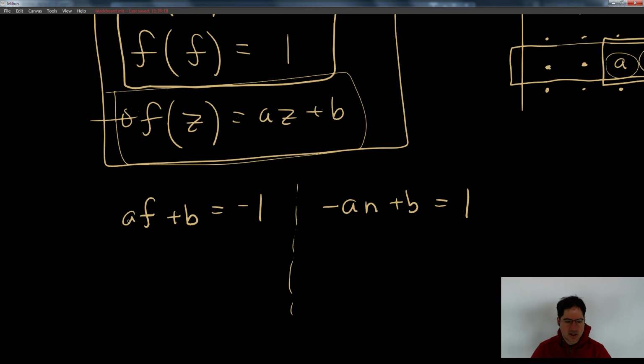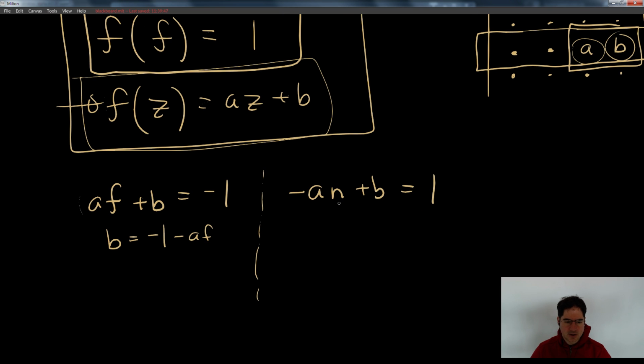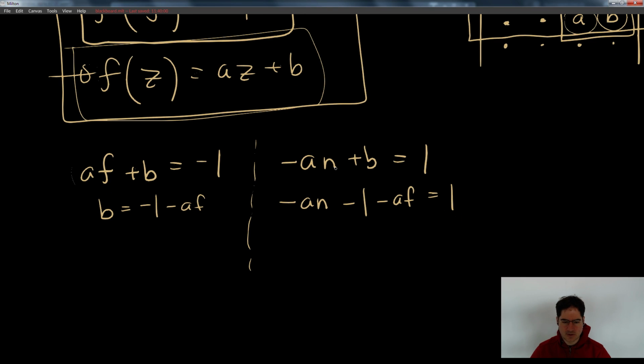In this case, I'll solve this one first. So I've got AF plus B equals -1. I'm going to choose to solve, in this case, for B, let's say, because it's already isolated. So I'll do B equals -1 plus AF, right? Oops. Minus AF. There we go. I'm just moving the AF to the other side. So now we have a term for B. So now over here, I can go ahead and substitute that in to solve. So I have -AN, -1, -AF equals 1. Right? That's just substituting into this equation.